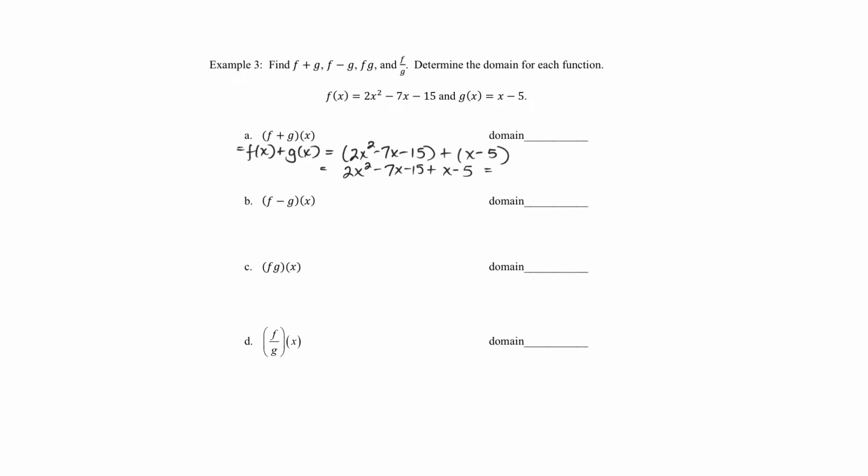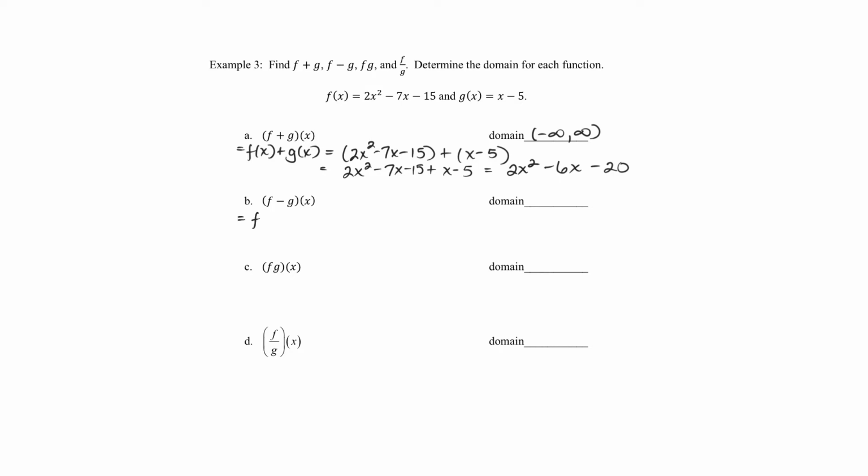And now combining like terms, we've got a 2x squared, negative 7x plus 1x is minus 6x. And then negative 15 minus 5 is minus 20. Again, stop. Don't set that equal to 0 and start solving things because all we're doing is finding the new function that is determined by combining f and g using addition. Because this is a polynomial, the domain is going to be all real numbers.